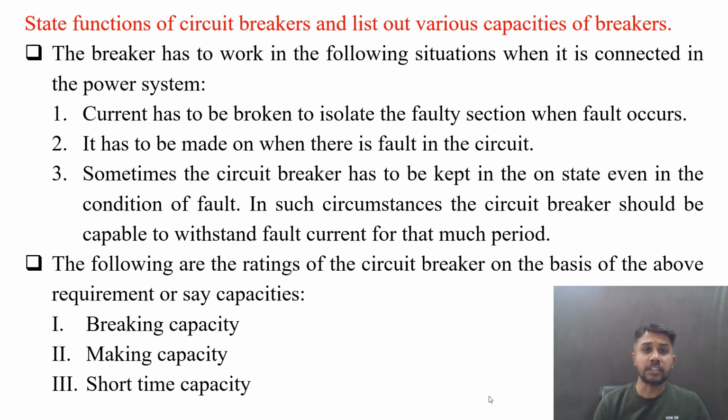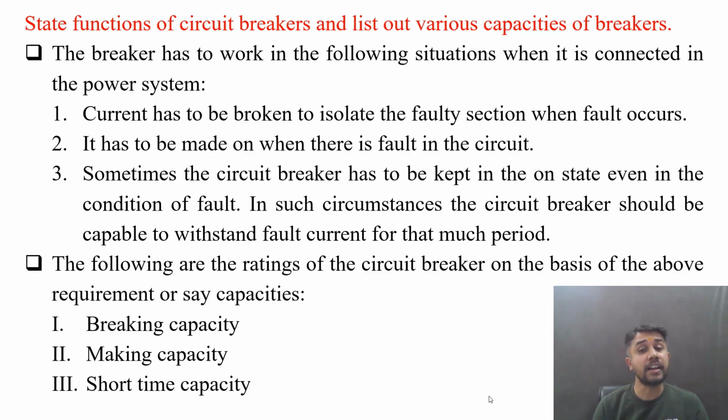State functions of circuit breakers and list out various capacities of breakers. So the breaker has to work in the following situations when it is connected in the power system. First, current has to be broken to isolate the faulty section when a fault occurs. Second, it has to be made on when there is a fault in the circuit, because during the fault the breaker is presently or continuously in on condition.